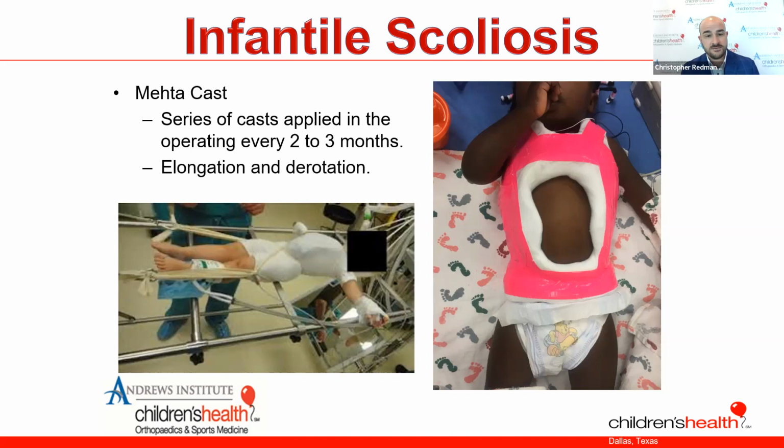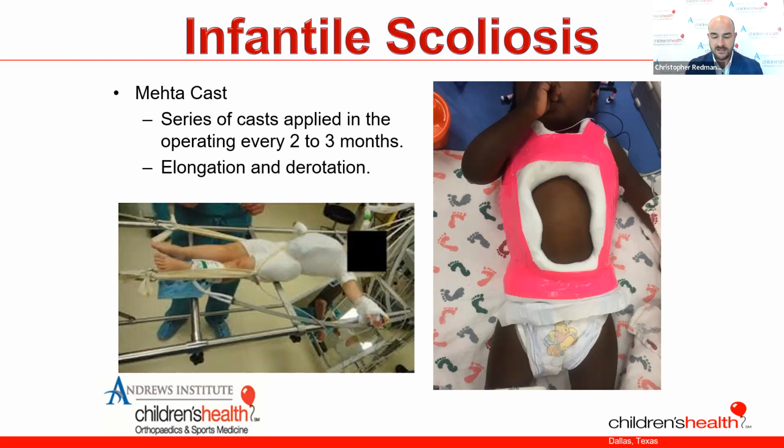You can also see on this image to the left how the child is strapped to a table. This does look kind of like a torture device, and everybody is a little shocked when they see it. But basically, we're wrapping a fabric around the pelvis, and we're pulling on the pelvis, and then we also have a chin strap that's going around the neck. And so we're elongating the patient with distraction, and then we're using the cast to also provide derotation for the spine.